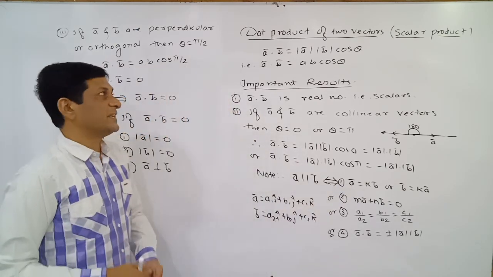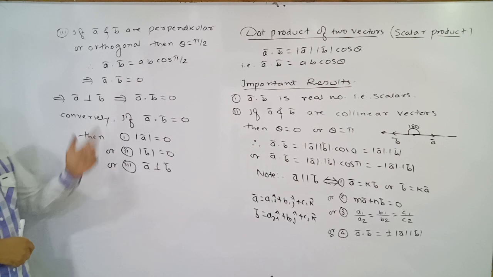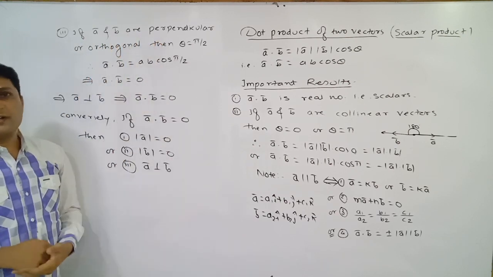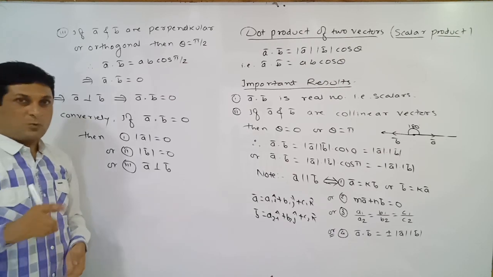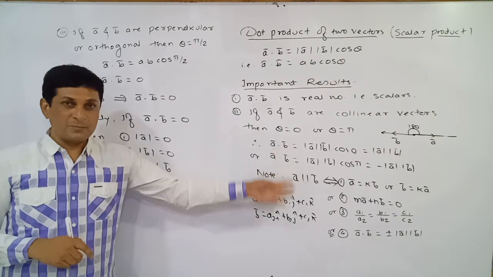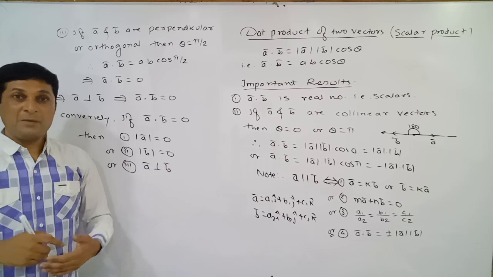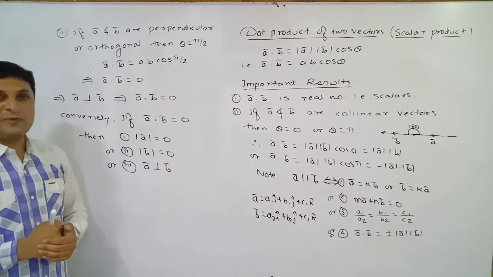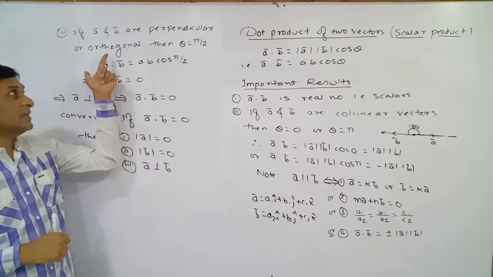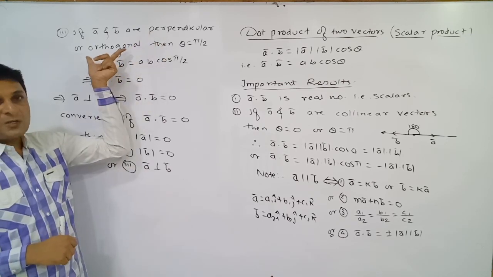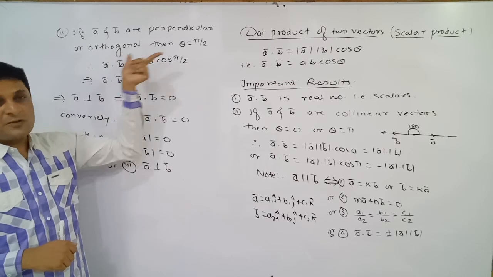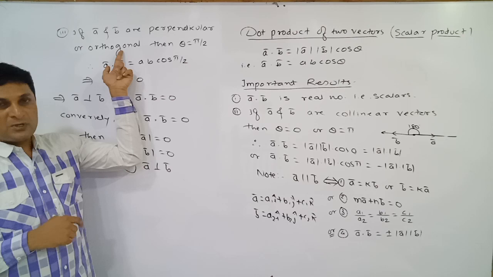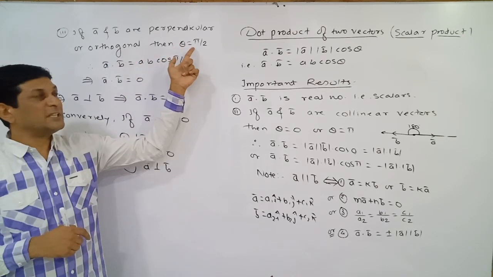Well, now see the next important result which you get if two vectors are perpendicular. This is the first important condition for perpendicular vectors. Up till now we have got conditions to show that vectors are parallel or collinear. Now which condition is satisfied if two vectors are perpendicular to each other? Perpendicular vectors are also called orthogonal vectors. This is an alternate word for perpendicular. If two vectors are perpendicular, or orthogonal, then the angle theta between them is equal to 90 degrees.